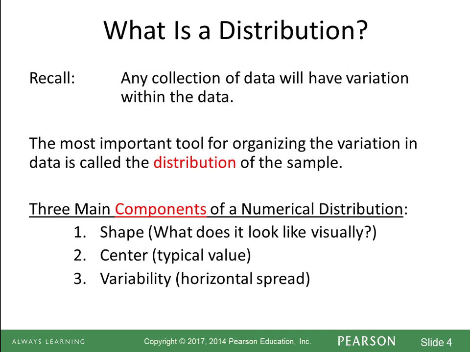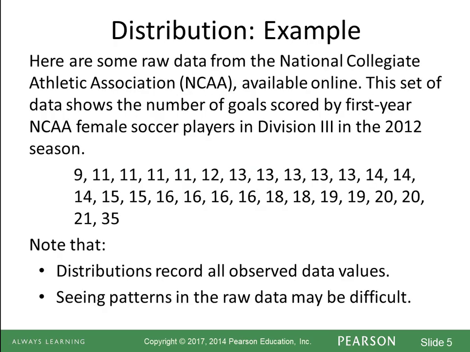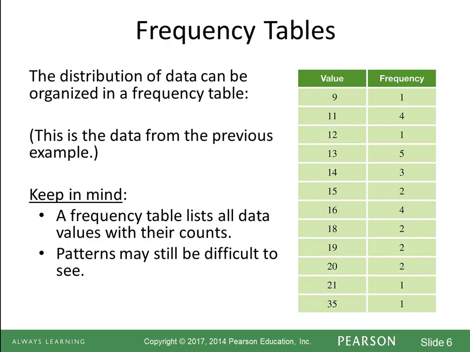As we do this, we're going to look at the distribution, and we look at shape, center, and spread, which can also be called variability. Here's an example of some raw data. Raw data doesn't tell us much, so the first thing we do as statisticians is put them in frequency tables. We look at the values and how many times they showed up. That's what a frequency table is.